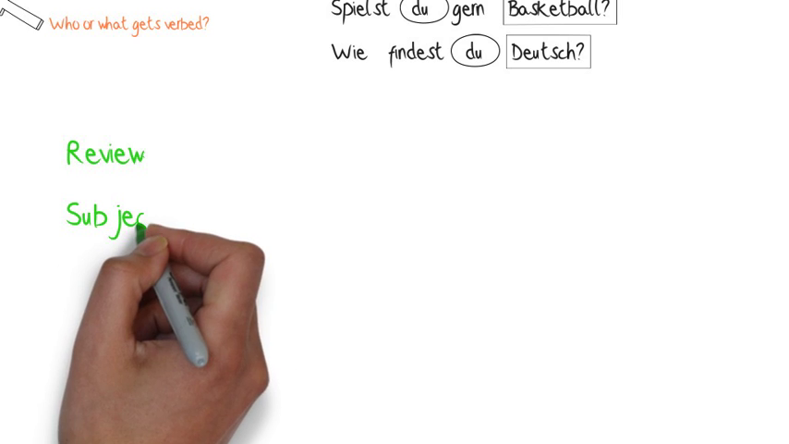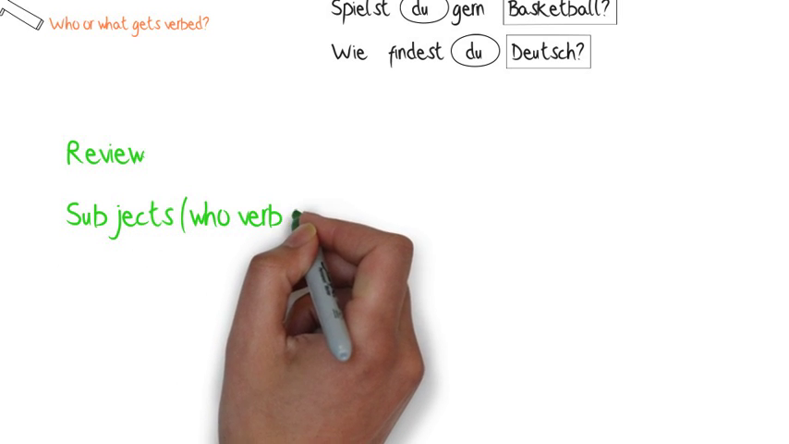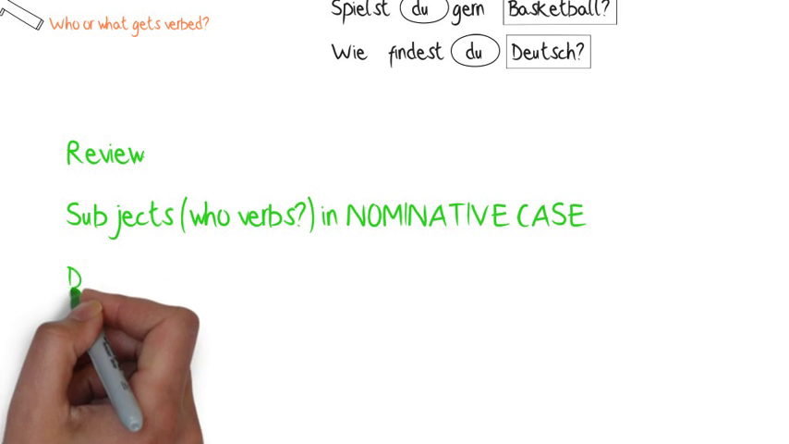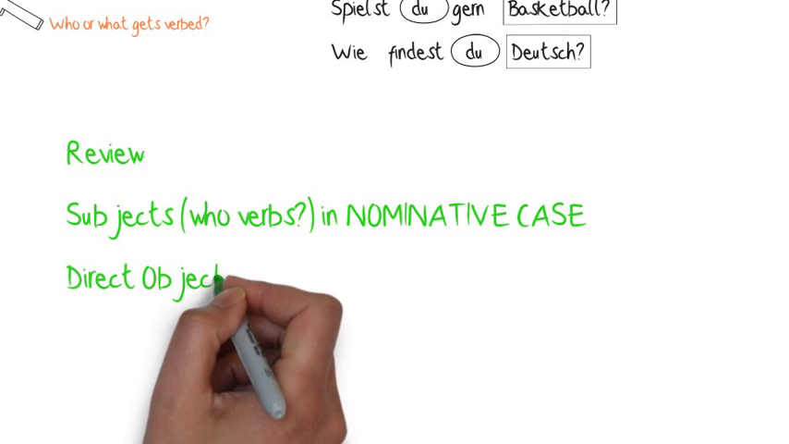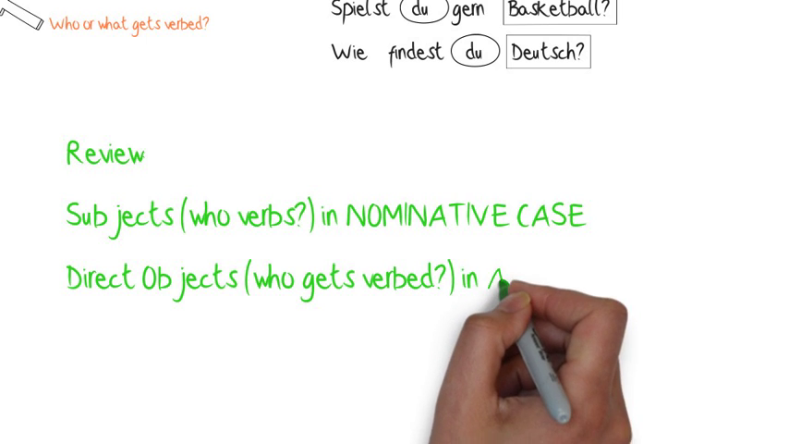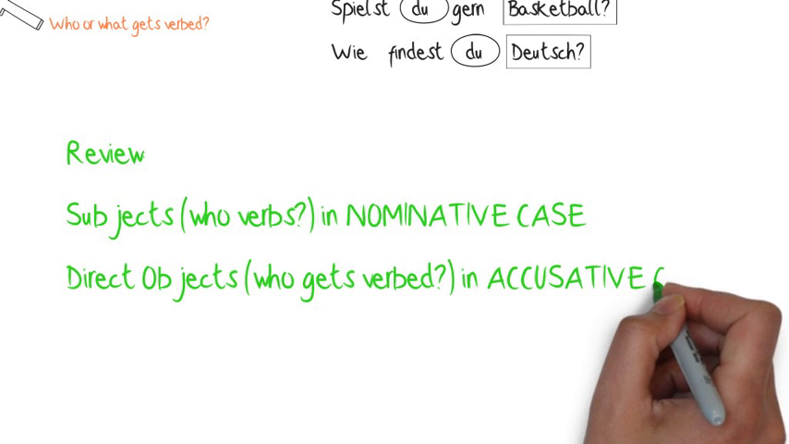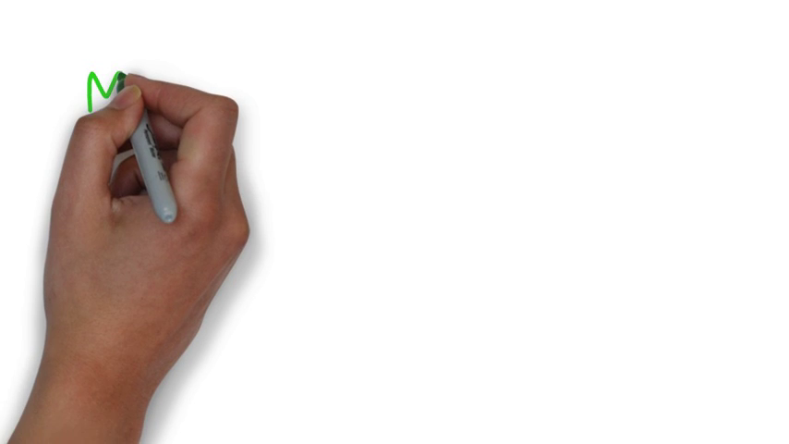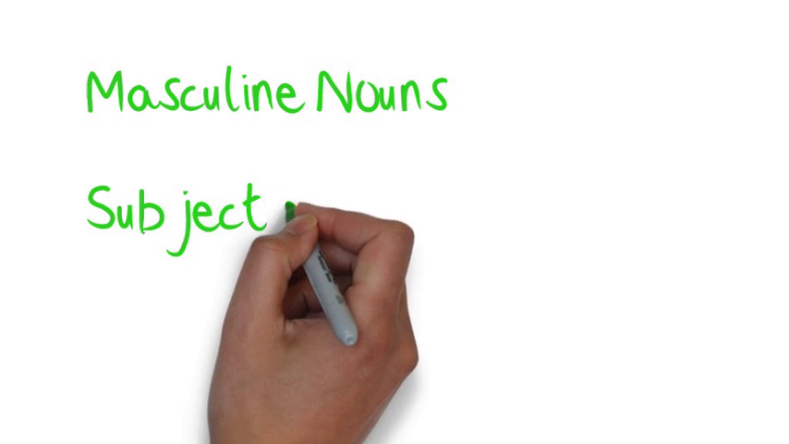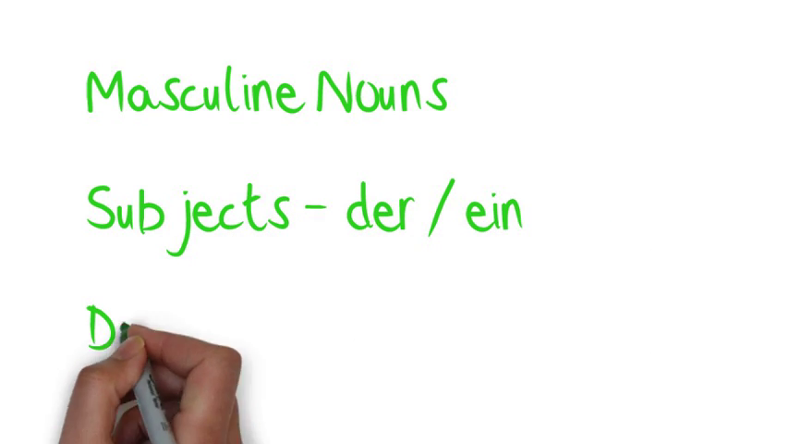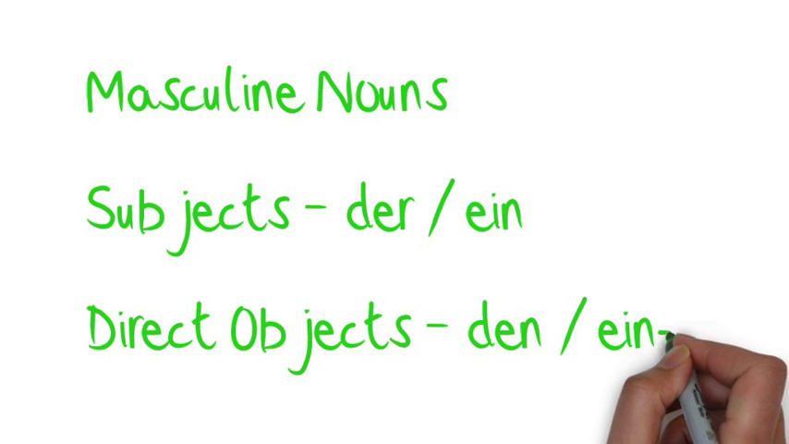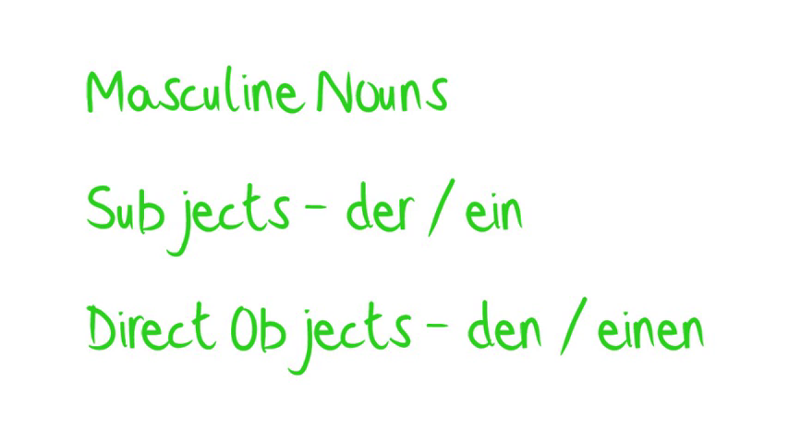So let's review. Subjects, the nouns that perform the action, will appear in German sentences in the nominative case. Direct objects, the nouns that receive the verb actions, or are verbed by the subjects, if you will, will be in the accusative case. These cases are identical, except for masculine nouns. Masculine subjects will use der for "the" and ein for "a," but masculine direct objects will use den for "the" and einen for "a."